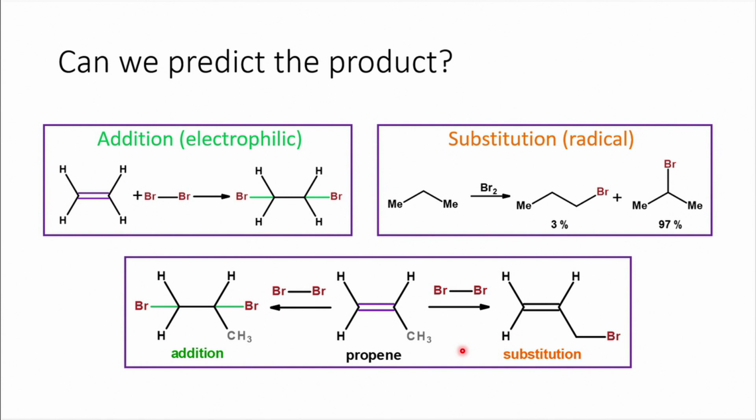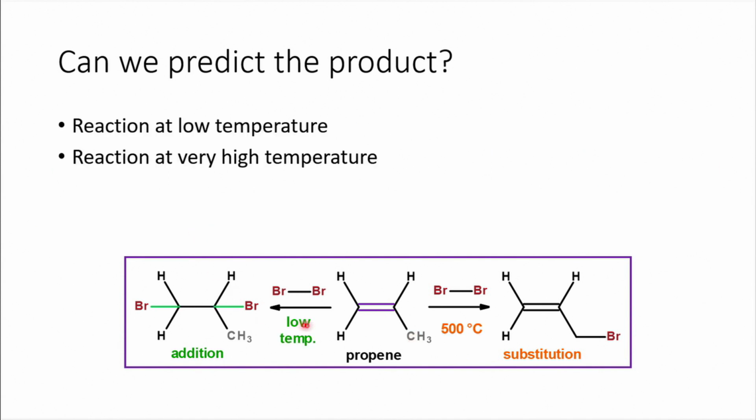In this particular session, we will be looking at a system where we have a double bond and an alkyl system, and which type of reaction that substrate will undergo. This is what we are going to see now. If we run the reaction when propene is treated with bromine at low temperatures, we end up with the addition product as shown here.